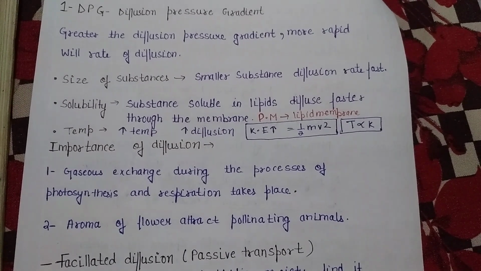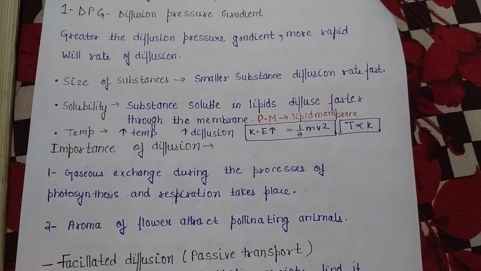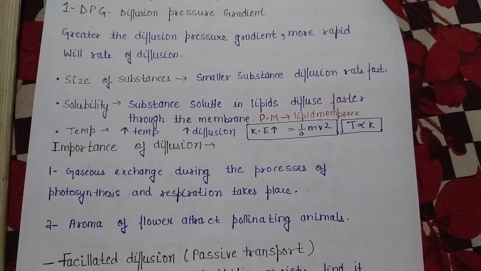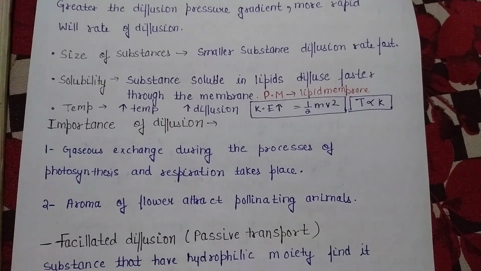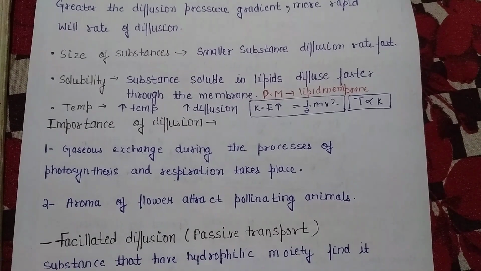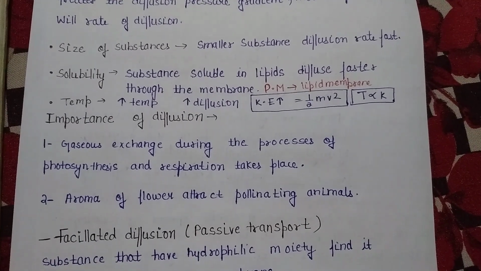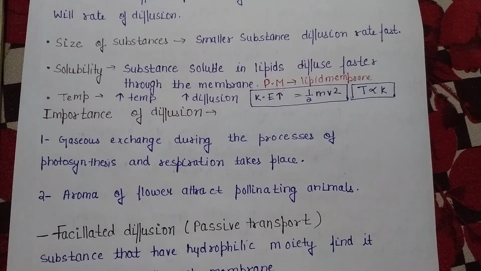half mv squared. If the temperature increases, kinetic energy increases, and velocity also increases, so diffusion takes place faster. The importance of diffusion is that gases exchanged during the process of photosynthesis are transferred due to diffusion, and respiration is also a process which takes place by diffusion.